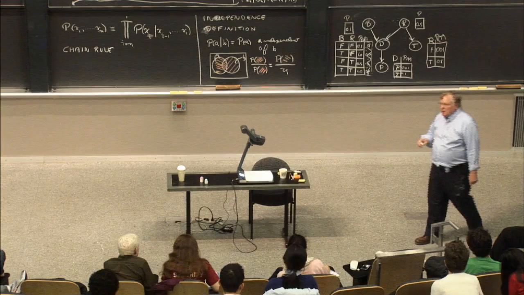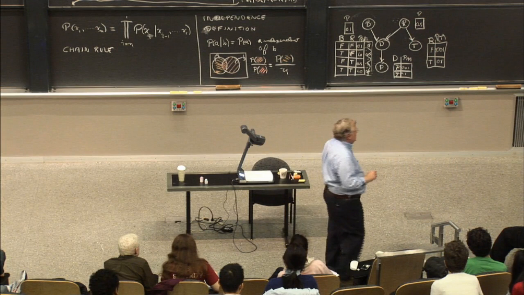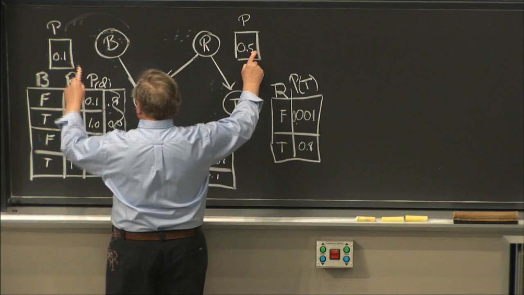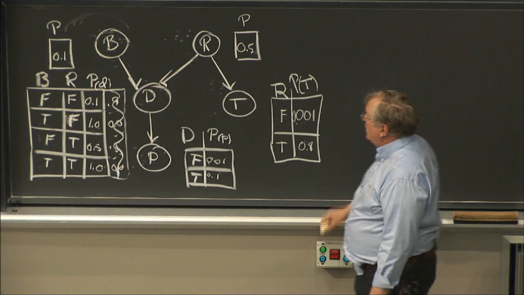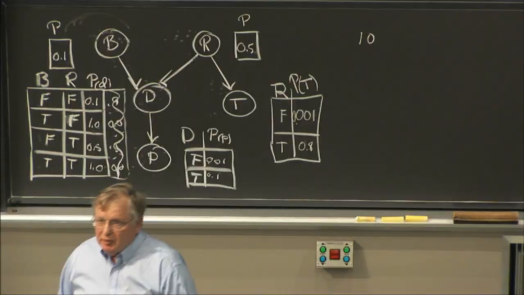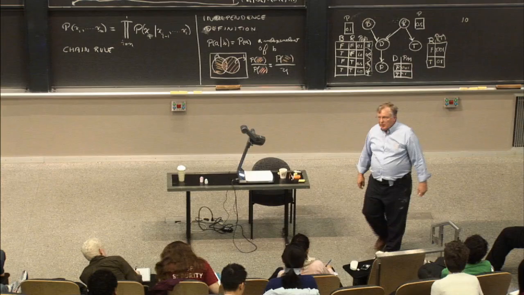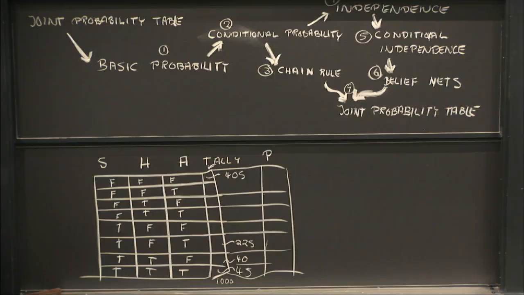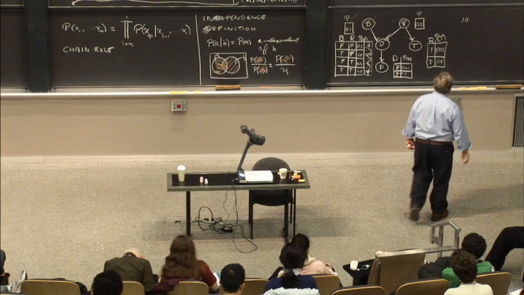And the question is, how many numbers did I have to specify? Well, let's see. I had to specify that one, that one, that one, that one, that one, that one. That's 6, 7, 8, 9, 10. So I had to specify 10 numbers. If I just try to build myself a joint probability table straight away, how many numbers would I have to supply? Well, it's 2 to the n, so it's 2 to the fifth, that's 32.